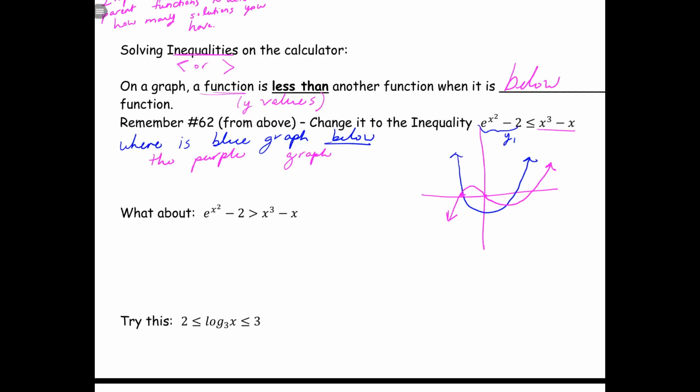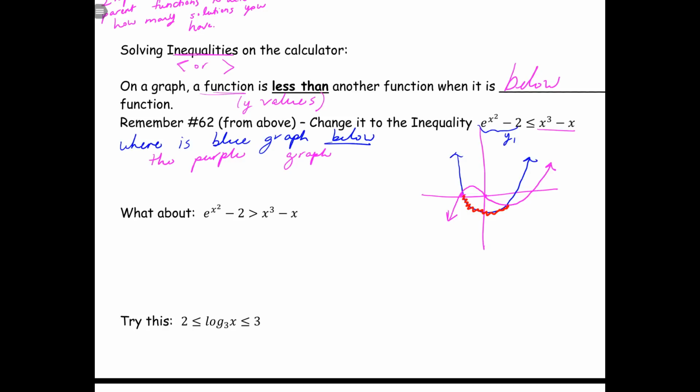So if I'm looking at that, I can see where these pieces are. The blue graph is below the purple graph here, everywhere here, about. We know that we are going to have an interval notation answer because there's many places that it's below. And again, we're looking here for what x values show the y values below the other graph.